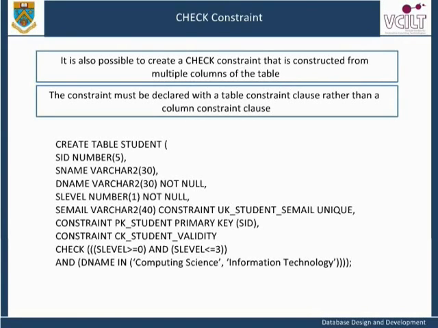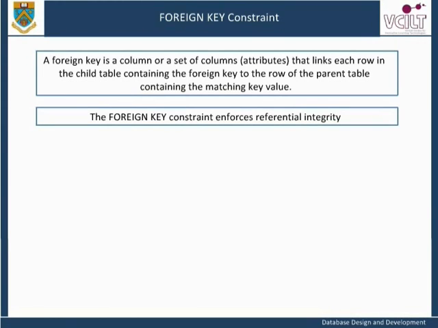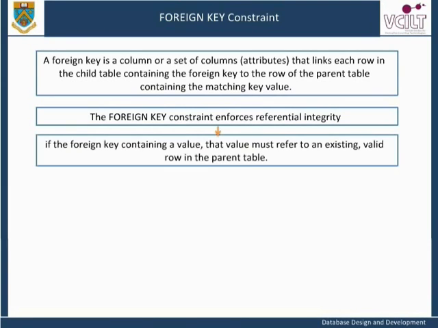check constraints. A foreign key is a column, or a set of columns, attributes, that links each row in the child table containing the foreign key to the row of the parent table containing the matching key value. The foreign key constraint enforces referential integrity, which means that, if the foreign key contains a value, that value must refer to an existing, valid row in the parent table.